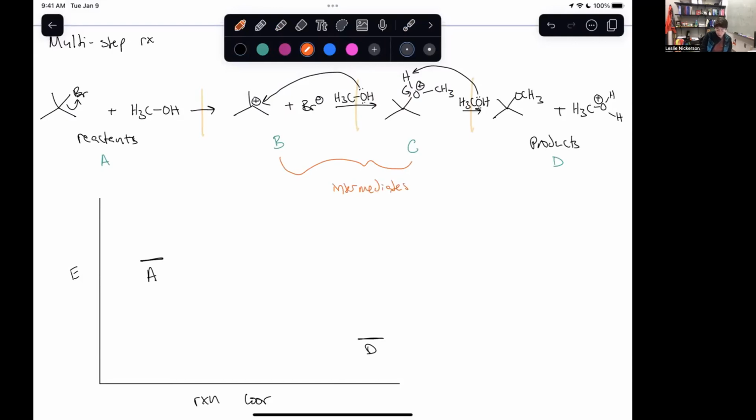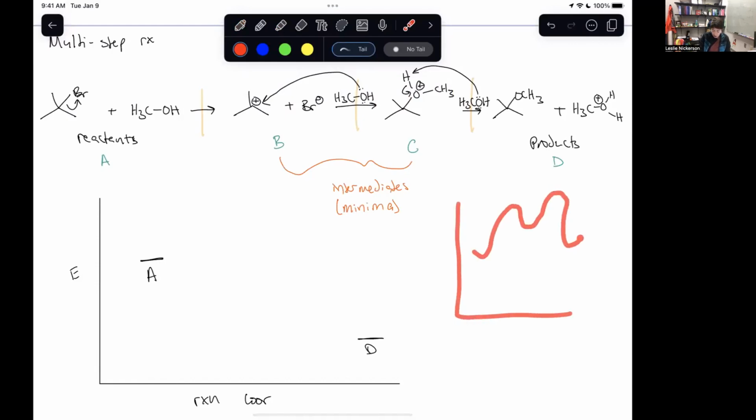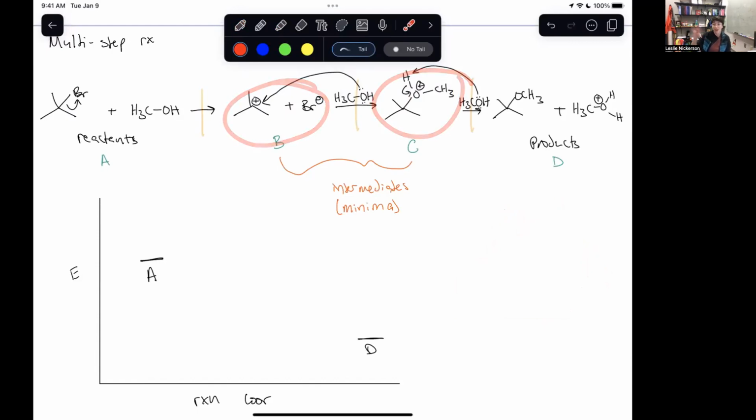Okay, so intermediates are minima, but they're not absolute minimums. Remember back in math class when you had a graph with various low spots? That's kind of what we're looking at here. Wherever we have intermediates in between the product and the starting material, those are minima, but not necessarily the absolute minimum.